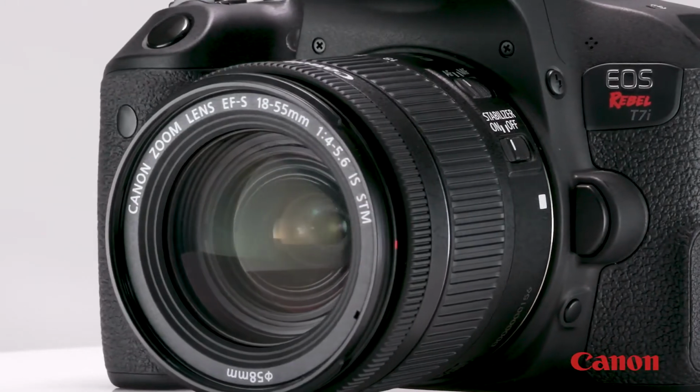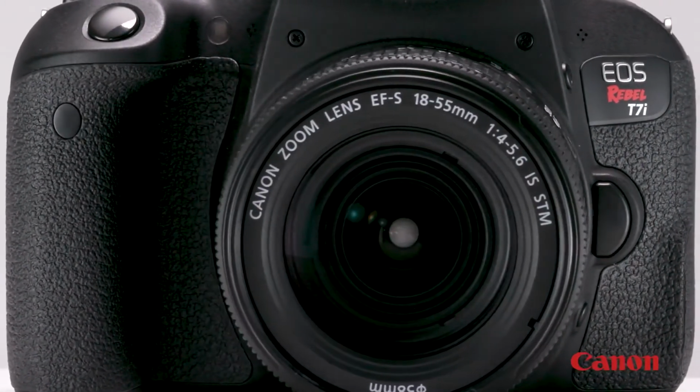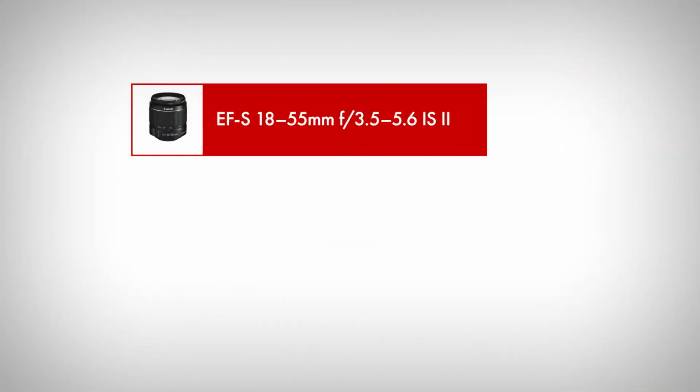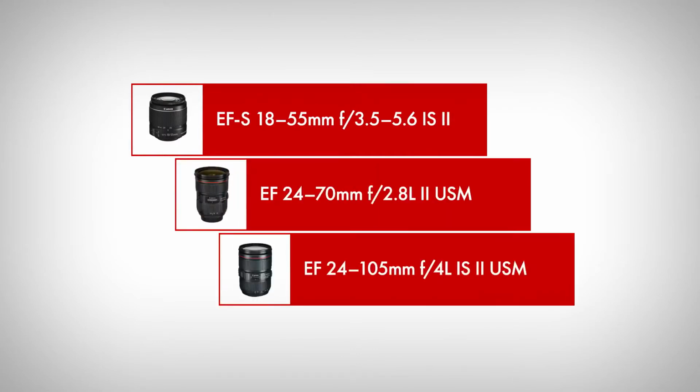Actually, the standard zoom lens many of you bought with your camera will provide a good entry into wide-angle photos and video. Lenses like the 18 to 55 millimeter zoom for APS-C cameras, or a 24 to 70 millimeter or 24 to 105 millimeter for full-frame cameras will give you wide coverage at their lower zoom settings.